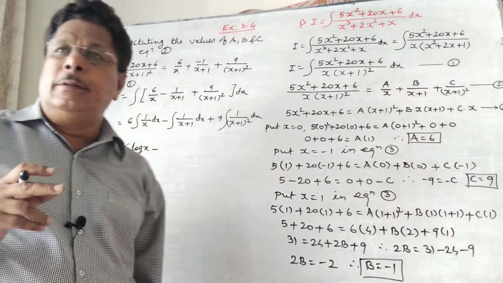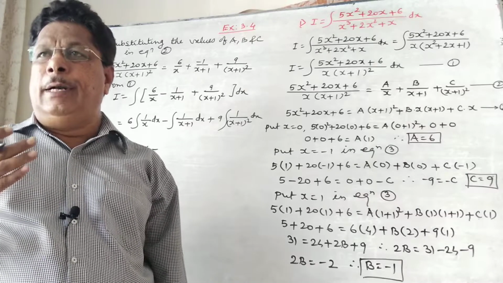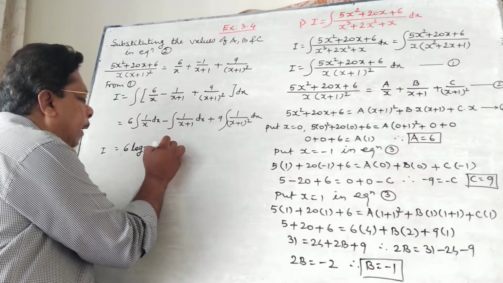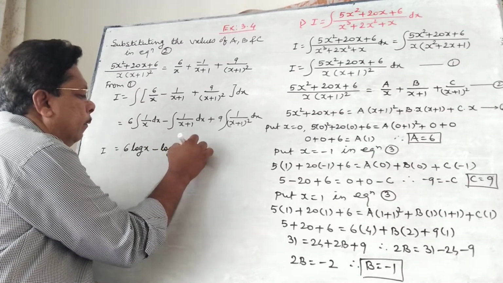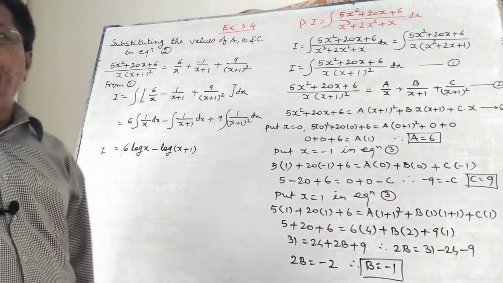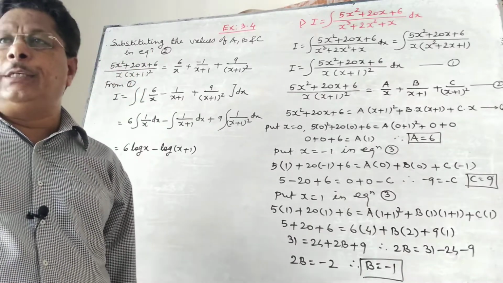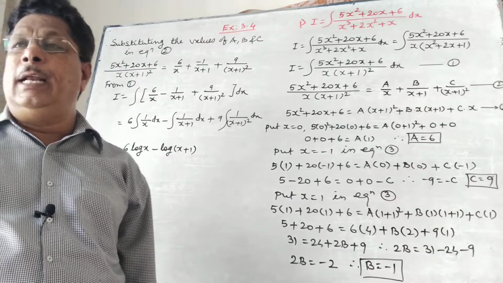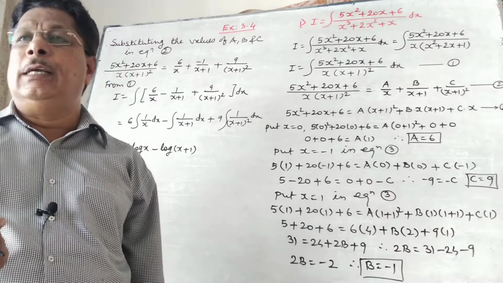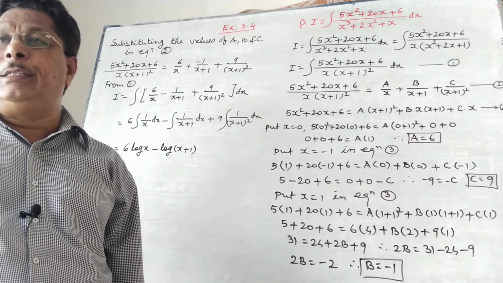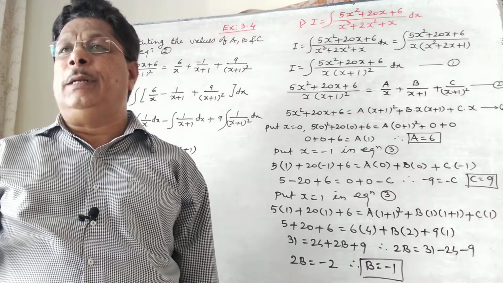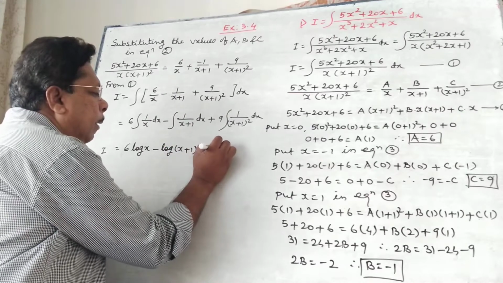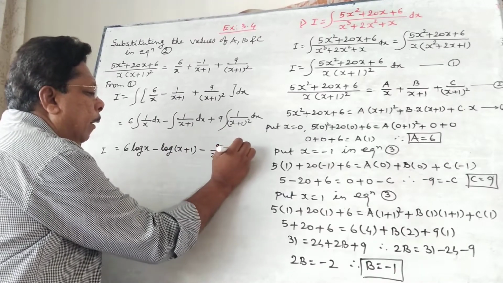In the similar manner, what is the integration of 1 upon x plus 1? That is log (x plus 1). So 6 log x minus log (x plus 1). Now, derivative of 1 upon x is minus 1 upon x square, so integration of 1 upon x square is minus 1 upon x. So integration of 1 upon (ax plus b) whole square is minus 1 upon (ax plus b) divided by a. So this integration of 1 upon (x plus 1) whole square is minus 1 upon (x plus 1) plus c.